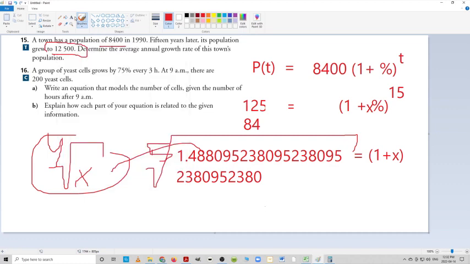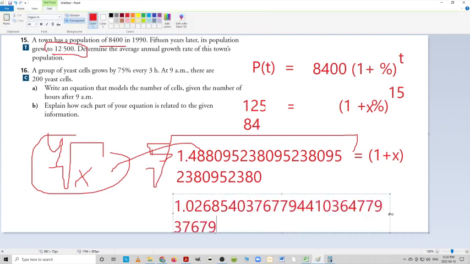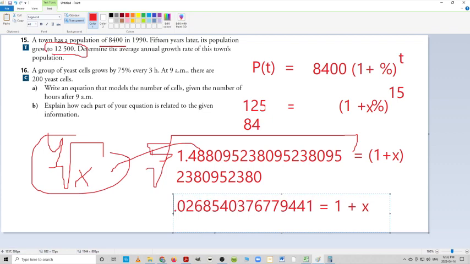So that means this, and we'll just round it up somewhere right there, is equal to 1 plus x. When I subtract 1 from both sides, I get this. x must be equal to that. And what is that as a percentage? That is 2.67%. So that means the rate of change of this town, if it grew from 8,400 to 12,500, is 2.67%. So not too bad.